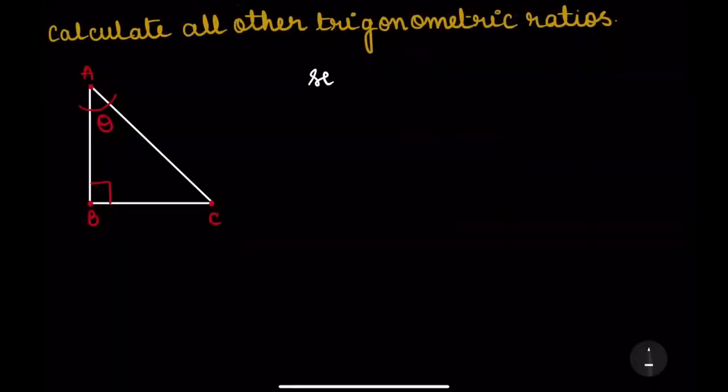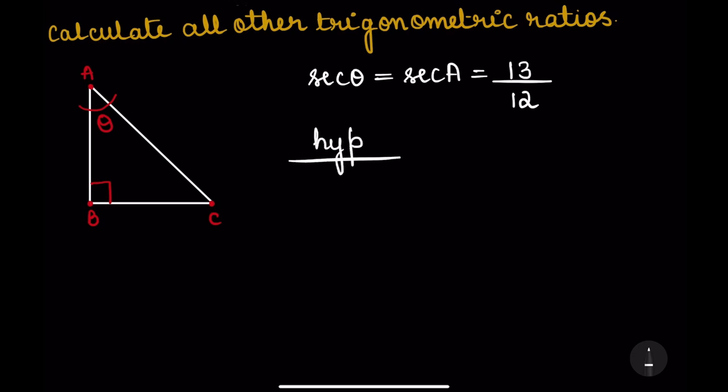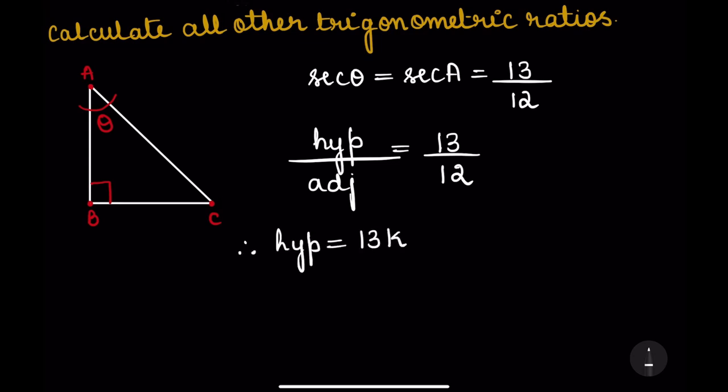Now we know that secant theta or secant A is equal to 13 by 12. And according to the definition of secant theta, we have hypotenuse by adjacent side equal to 13 by 12. Therefore, the length of hypotenuse will be 13k units and the length of adjacent side will be 12k units, where k is a positive number.